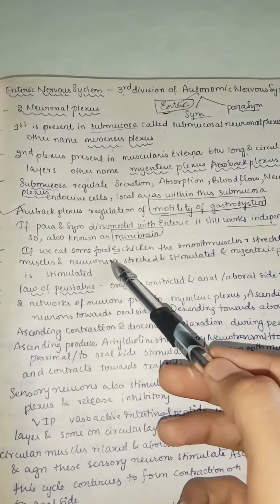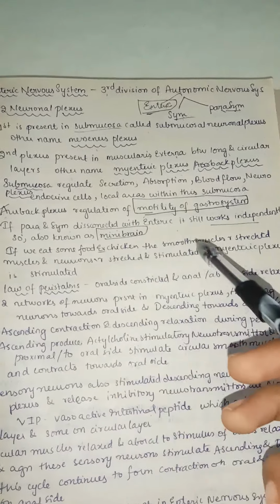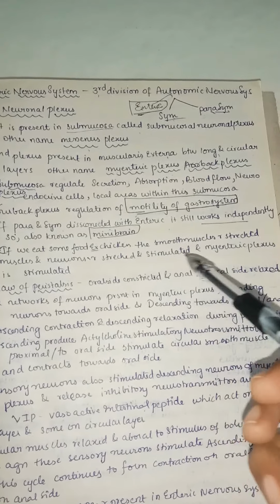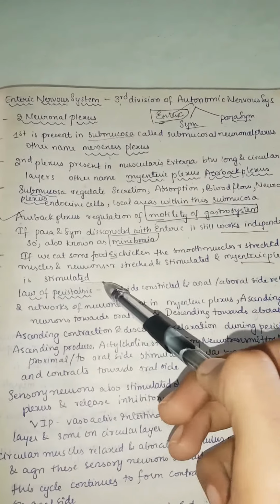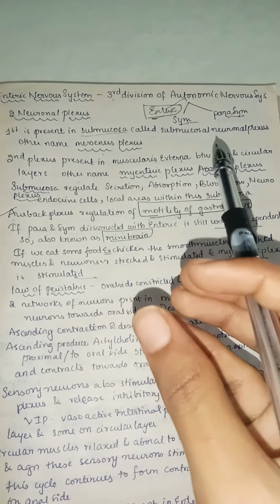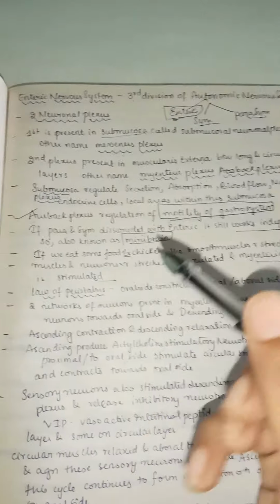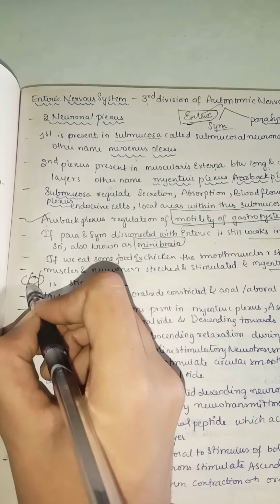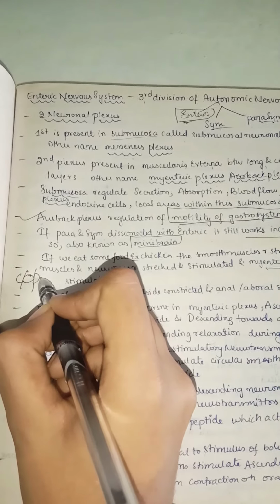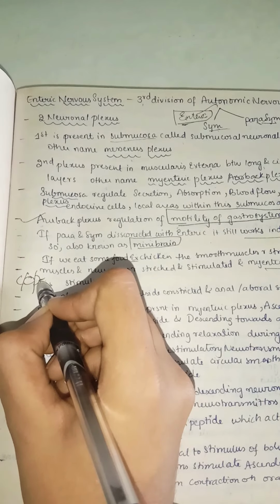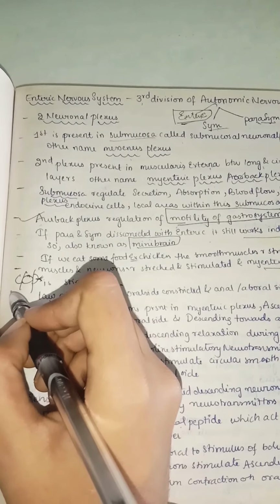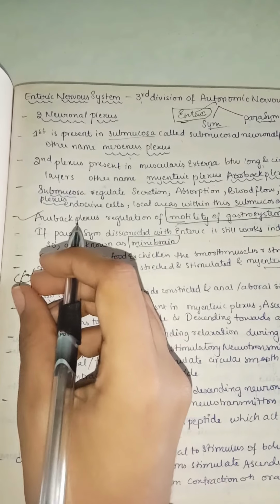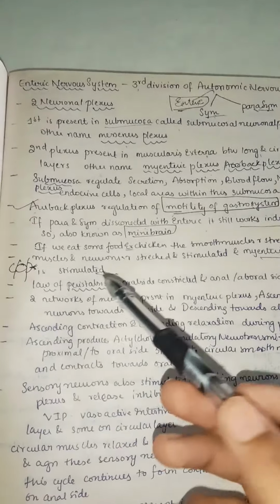So if we eat some food, for example chicken, the smooth muscles are stretched. The muscles and neurons are stretched and stimulated, so the myenteric plexus is also stimulated. Whenever you eat anything, it comes into the GI system. Say this is the GI tract and you have eaten something. This leads to stretch of the GI muscles. Because of this stretch, the neurons also get activated, especially the myenteric neurons present in the muscularis externa. Because of this activation, they signal that the food has come to the digestive system. Now what happens, let us see.